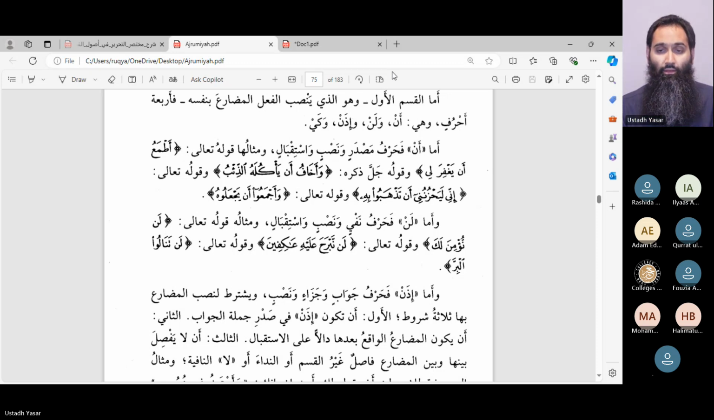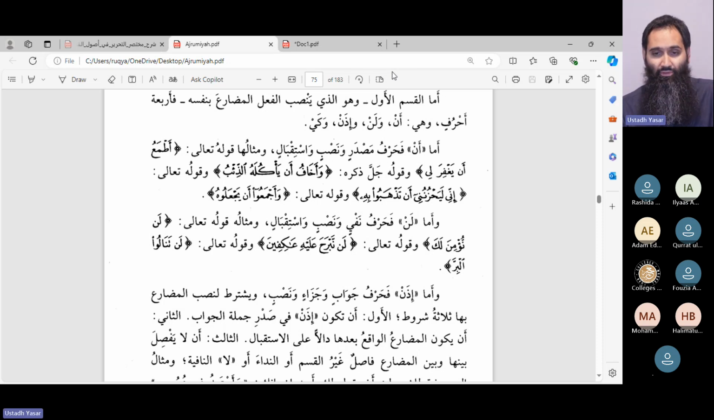Now, let's break it down. An is the main one. Why? Because even in the second category and the third category, although those other 6 letters are there before the fi'l mudari, the one that really makes the fi'l mudari mansoob is the an that is hidden after these 6 letters. So an is like the don. An has to be given a lot of attention. It is deserving of attention.